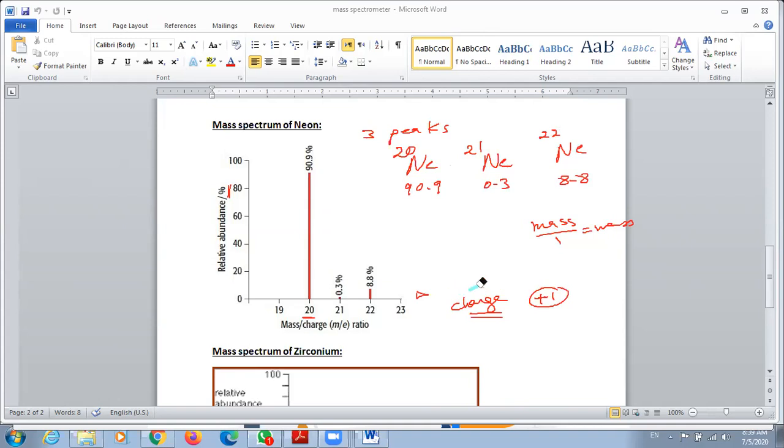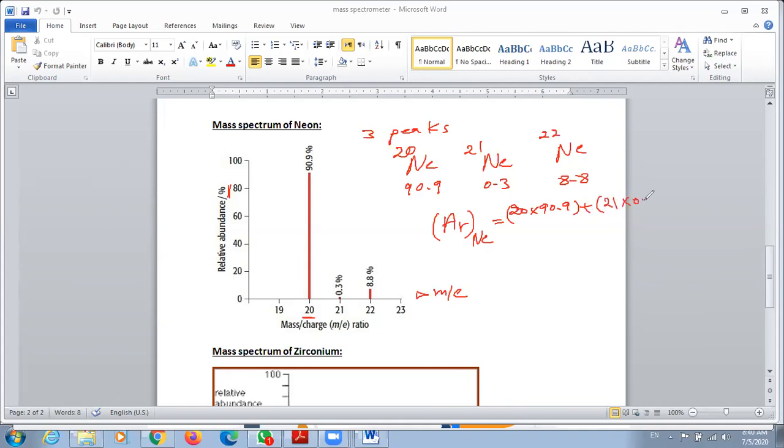Now we got our mass spectrum, from which we can deduce the 3 isotopes of neon, and from which we can calculate the relative atomic mass of neon, which is equal to, as we said before, 20 times its percentage, which is 90.9, plus 21 times 0.3, plus 22 times 8.8, divided by 100.